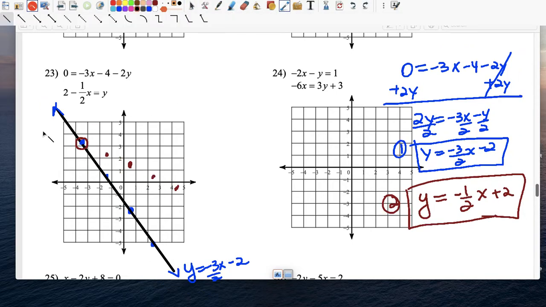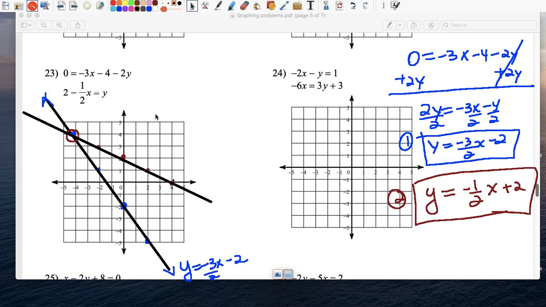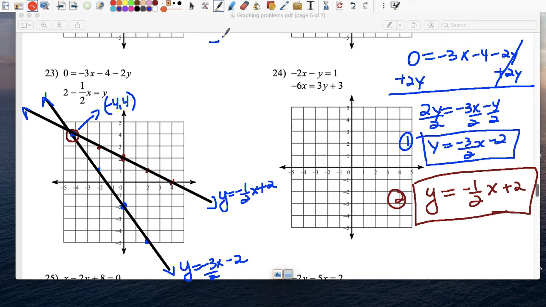Let me put a line there. Okay, so arrow, let's give this line a name, which is y equals negative 1 over 2x plus 2. Our point of intersection is this guy here, so it's negative 4, comma 4. We're going to do our check.